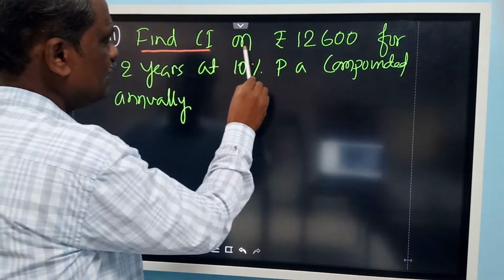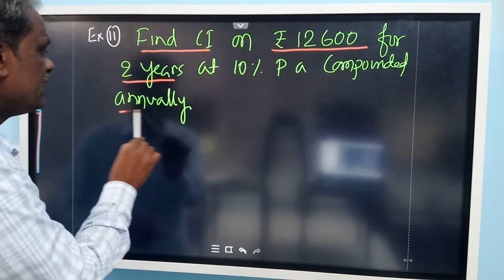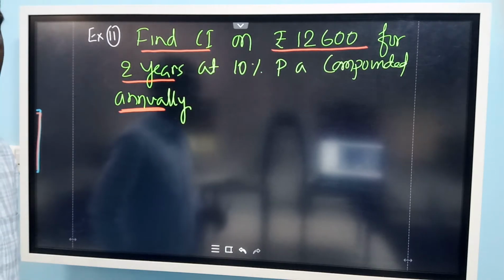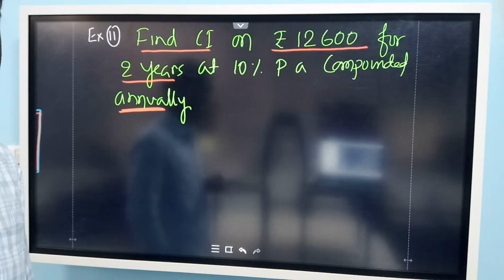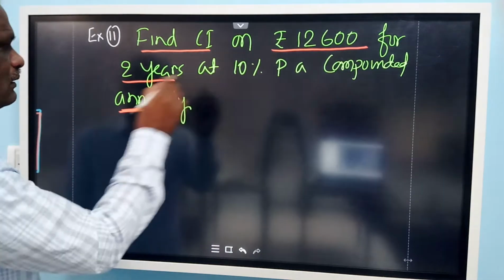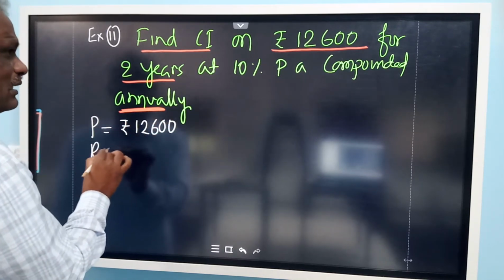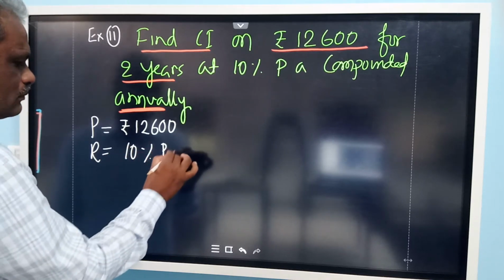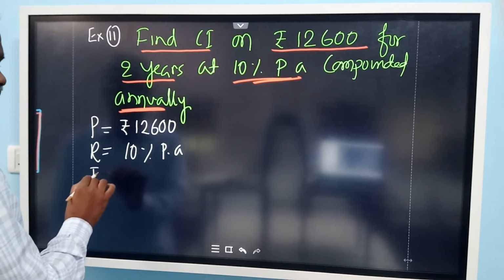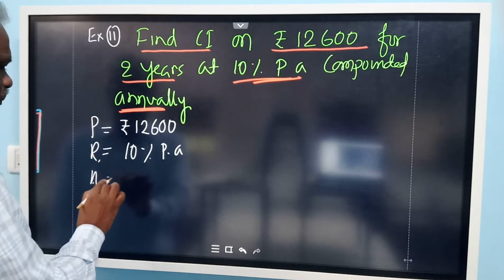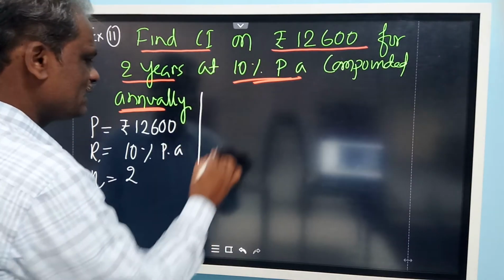Find compound interest on rupees 12,600 for 2 years at 10% per annum compounded annually. Annual calculation, because we also have interest calculation half yearly and quarterly; now this is annual calculation only. So we have P, the principal, is rupees 12,600. Rate of interest R is 10% per annum. You keep in mind whether it is annum or half yearly. And the time N, the number of years, is 2.